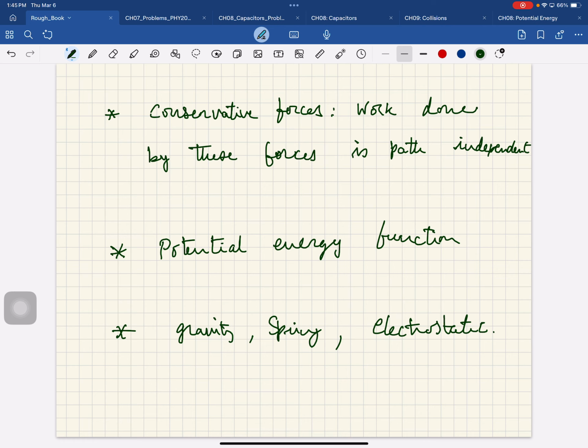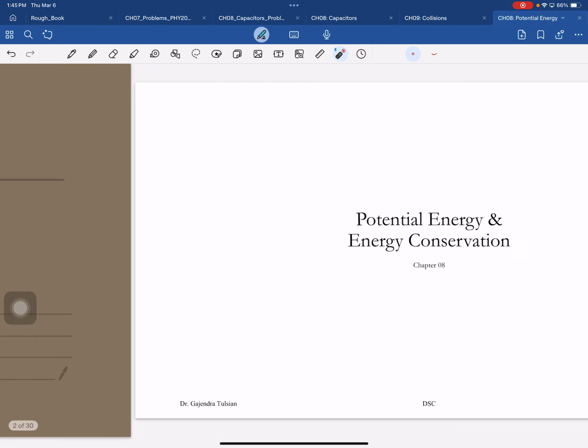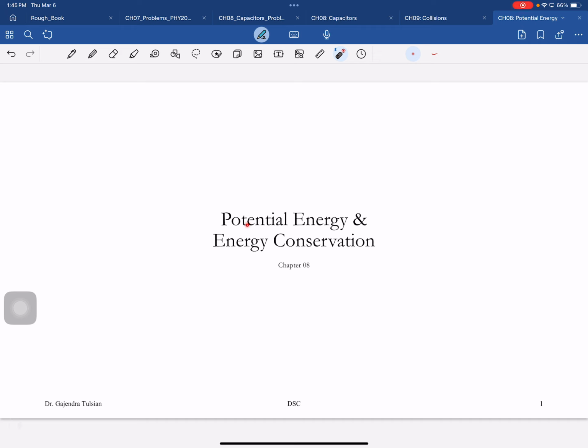Again, what is the great thing about conservative forces? The work done is path independent, and so the line integral is very easy to evaluate. It's just the change in that function. All right, so let's look at how this shows up. That's where the title comes from, potential energy. That is the function you use to get the work done by these forces. And what are the three conservative forces? Gravity, spring force, electrostatic. So we'll talk about them.